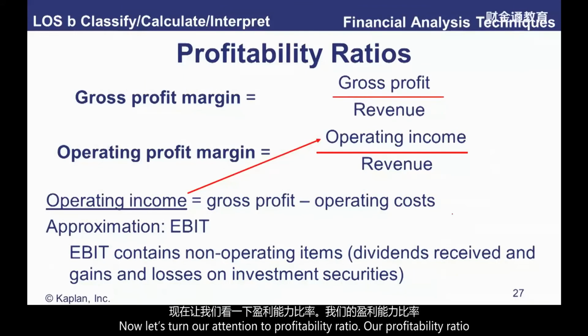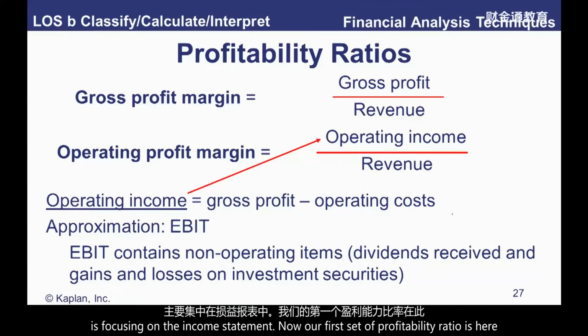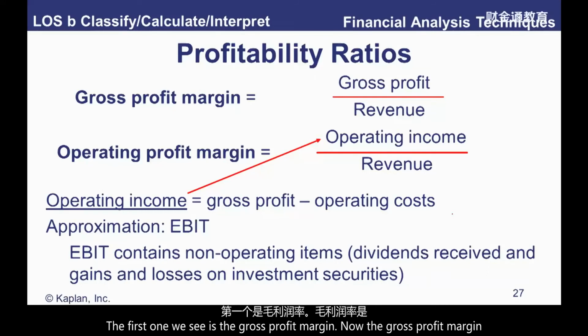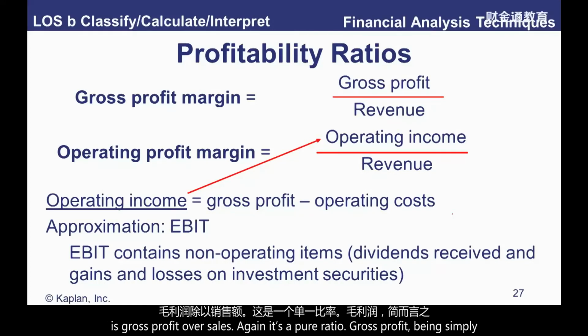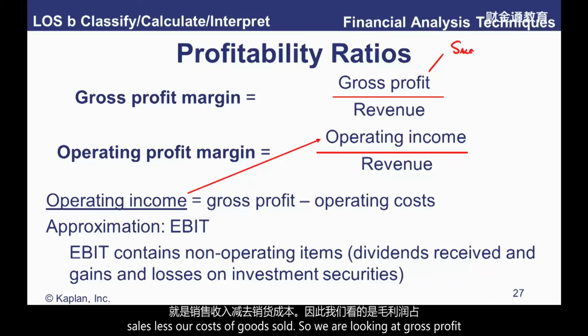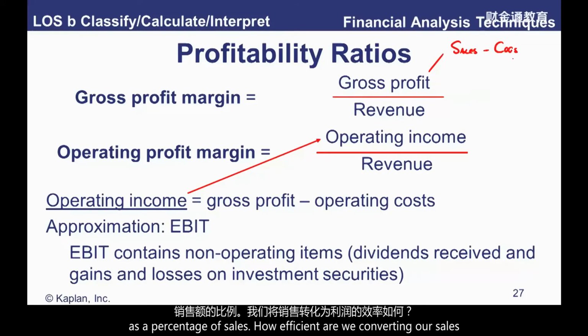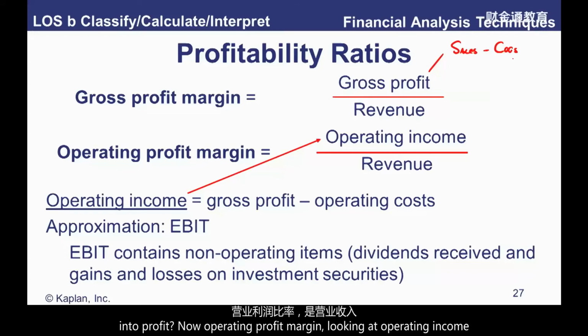Right, let's turn our attention now to profitability ratios. Our profitability ratios are really focusing largely on the income statement. Our first set of profitability ratios here, the first one we see is the gross profit margin. Gross profit margin is gross profit over sales. Again, it's a pure ratio. Gross profit being simply sales less our cost of goods sold. So we're looking at our gross profit as a percentage of sales. How efficient are we at converting our sales into profit?